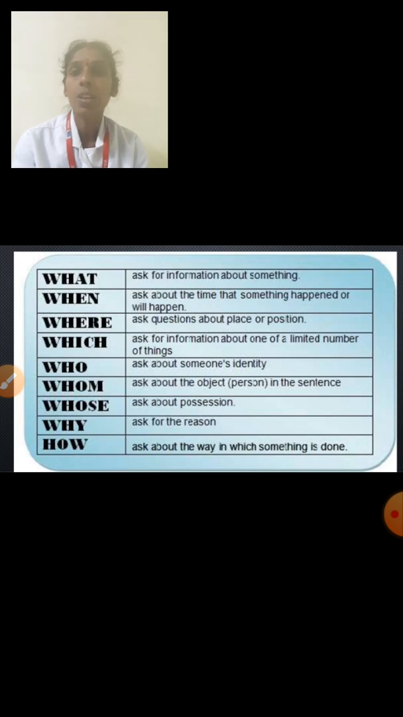For happenings we should use when. For a person or place we should use where. For information about some limited numbers we should use which. For identity we should use who. For the object of a person we should use whom. For possession, whose. For asking a reason, why. To ask about the way in which something is done, how. Okay, these are called WH questions.